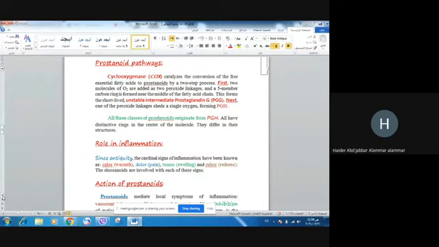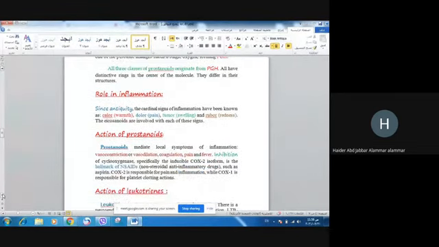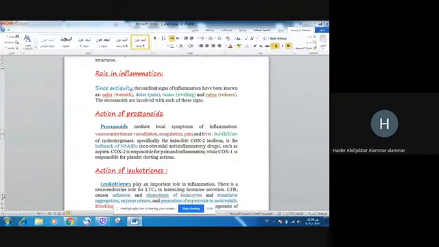Learning the structures is not required from you, but you should have a general idea about the general structure or formula of the prostanoids and leukotrienes. Of course, every single prostaglandin differs from the others by the number of double bonds and its structure. So what is the role of prostaglandins or prostanoids in inflammation?